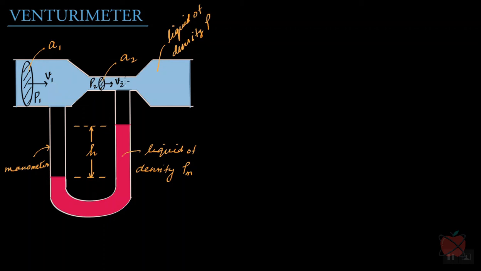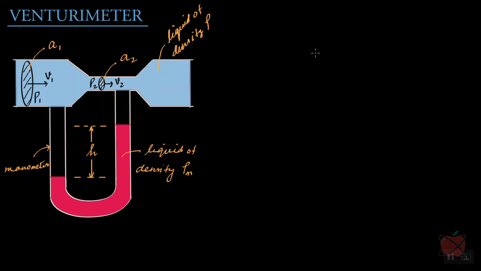These two regions of the pipe are connected to a U-shaped tube, which is a manometer. Inside the manometer there is a liquid of density ρ1. Through the horizontal pipe, a liquid of density ρ is flowing. Let's say the speed of the liquid at this point is V1 and the pressure here is P1, whereas the speed of the liquid in the narrow neck is V2 and the pressure in the narrow neck is P2.